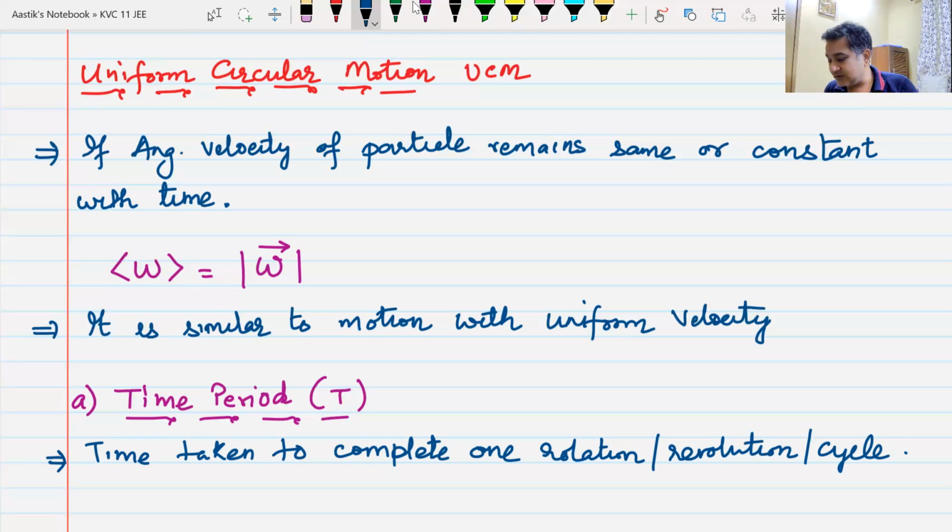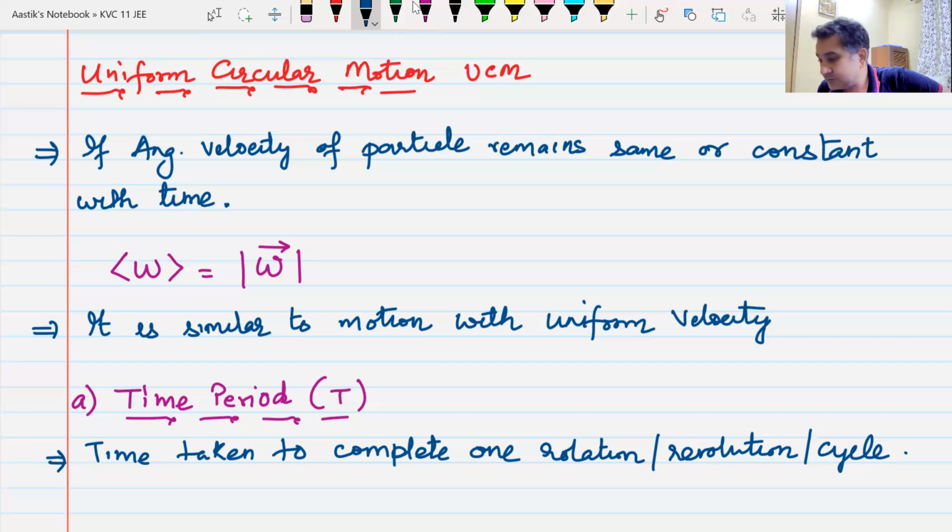Do we understand this, or has this gone above our head? Time taken to complete one revolution, one circle. What is the time period of rotation of Earth? This is a standard question. How much time does Earth take to complete one rotation?